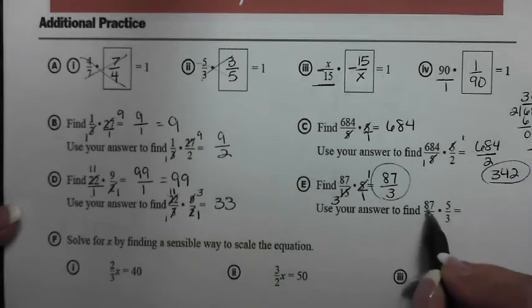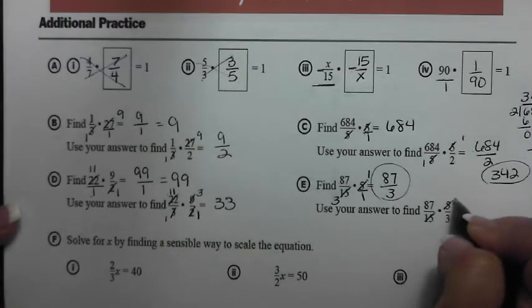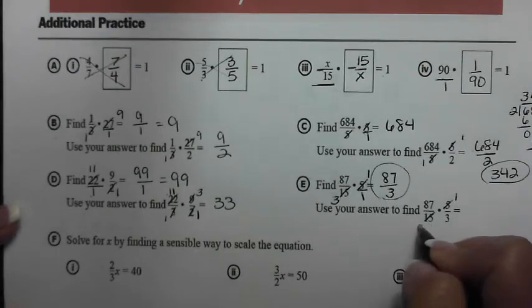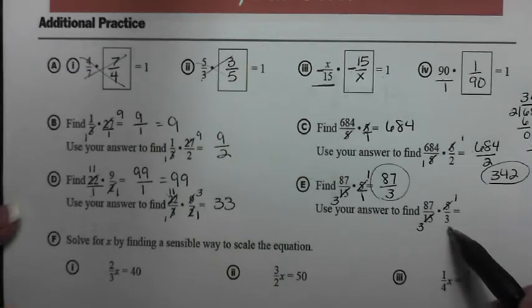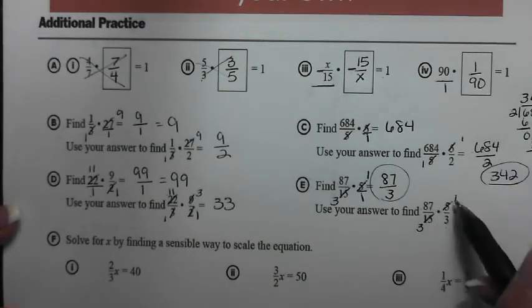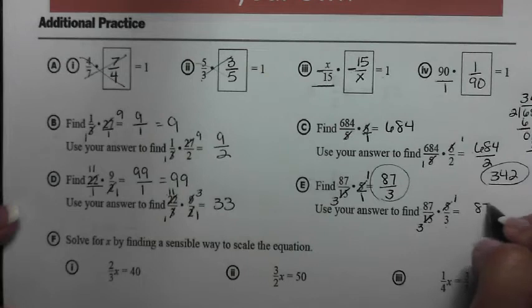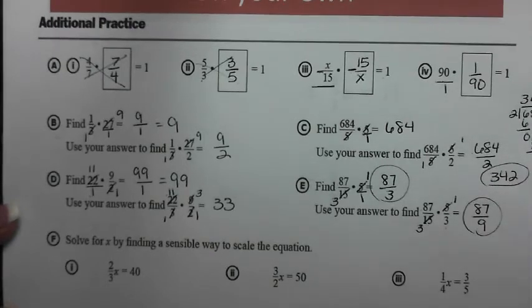Okay, now we have 87 over 15 times 5/3. Well, 5 goes into 5 once, 5 goes into 15 3 times. Can 87 be divided by 3? Probably not. So let's just multiply straight across. 87 times 1, 87. 3 times 3, 9. We're left with 87 over 9.